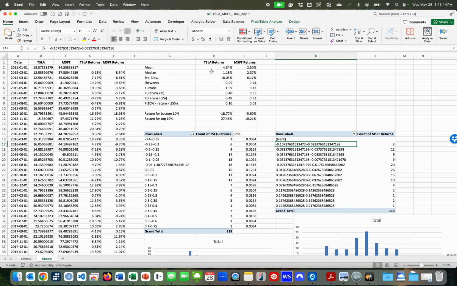So we're going to estimate these probabilities for Tesla returns. We're just going to be looking at Tesla right now because you did the exact same thing for Microsoft, where the sample mean was 4.34% for Tesla returns with a standard deviation of 18.03%. And when we use the normal distribution to estimate probabilities, we are assuming the variable is normally distributed with this mean and this standard deviation. So we're assuming those are the true mean and true standard deviation, and it is normally distributed.